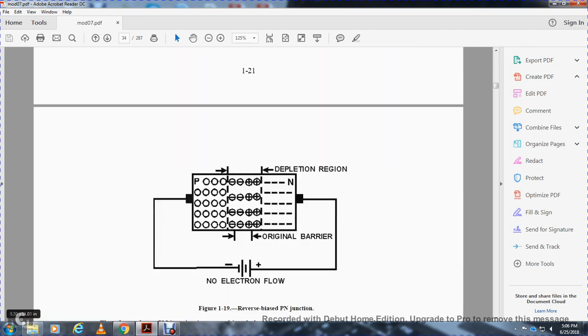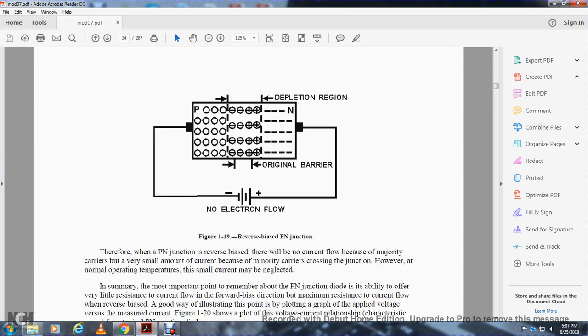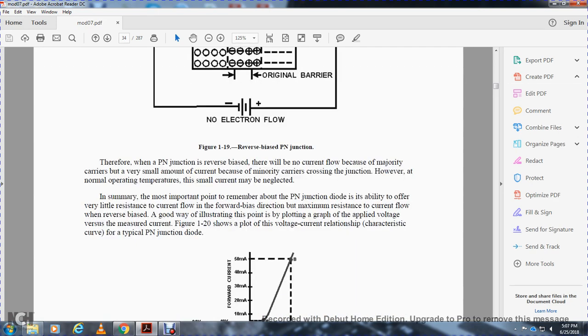Figure 119 shows the reverse bias of the PN junction, depletion region and barrier. Therefore, in a reverse biased PN junction, there will be no current flowing from majority carriers, only a very small amount of current from minority carriers. However, at normal operating temperatures, this small current may be neglected.